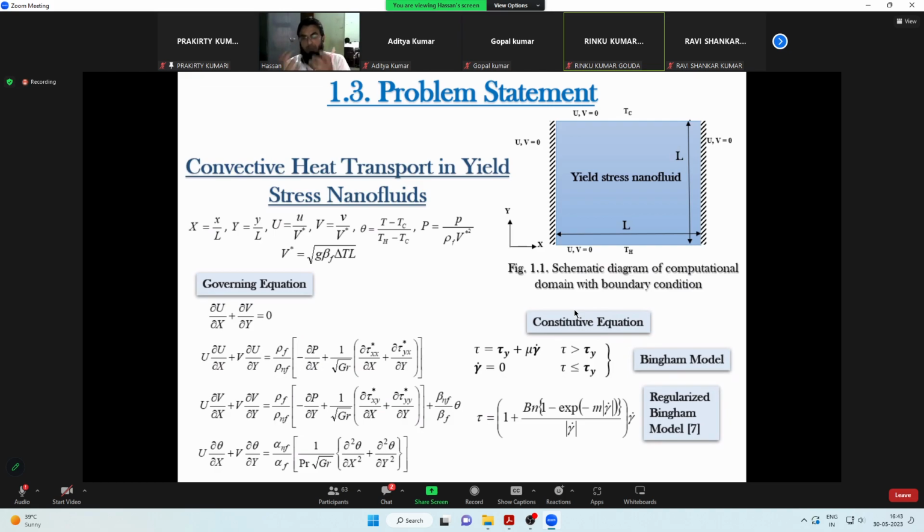So buoyancy forces by the viscous forces is represented by the Grashof number, and then you have a shear stress term del tau xy by del x plus del tau yy by del y, plus beta nf by beta f if there is any body force term that comes into the picture. The same has been taken into account in both U and V direction. In V direction, you had an additional term, beta nf by beta f.